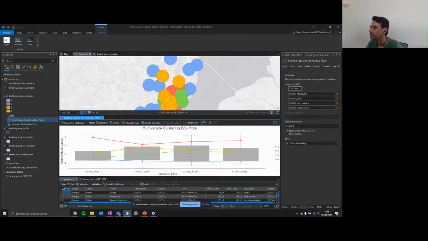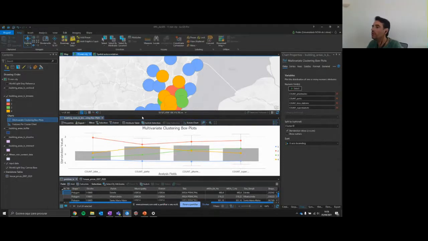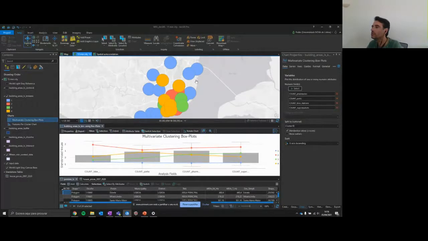And as you can see, we have cluster 2 that has higher values of these services when compared, for example, with the blue one, that are in the periphery of the city. In the periphery of the city, the access to these services is not so well defined as for the interior of the city. Just remember, cluster 2 was the one that presented the higher values when compared with the other ones.